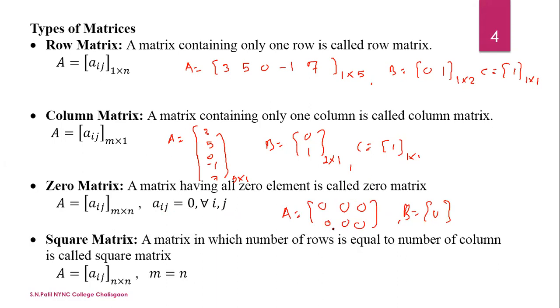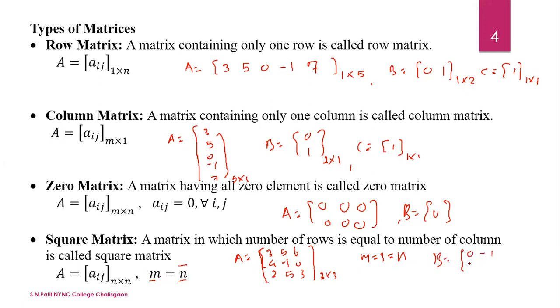Now next, square matrix. Square matrix means what? When the number of rows is equal to the number of columns, it is called a square matrix. For example, A is equal to 3, 5, 6, 4, minus 1, 0, 2, 5, 3. Okay, so this is a square matrix of order 3 by 3, that is, m is equal to 3 and n is equal to 3. The number of columns is 3 and the number of rows is 3.